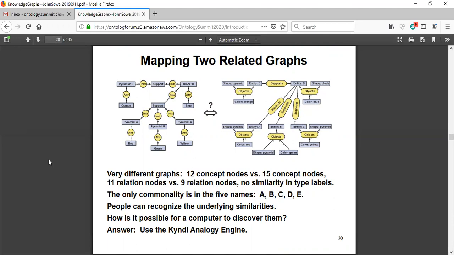Now, people can recognize the similarities. How is it possible for a computer to discover them? And, well, this is a challenge that I posed to Arun Majumdar. This was back in the year when we first started working on this VivoMind project. That was in 2001. And I said, can your system find the mapping between them?